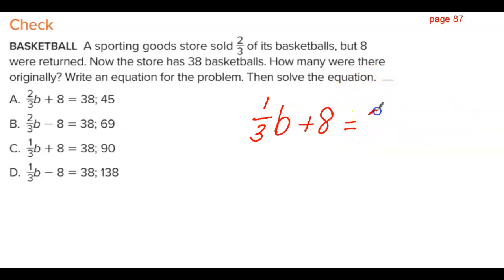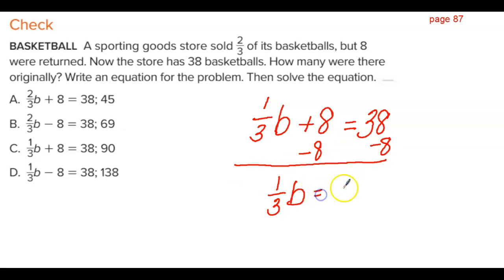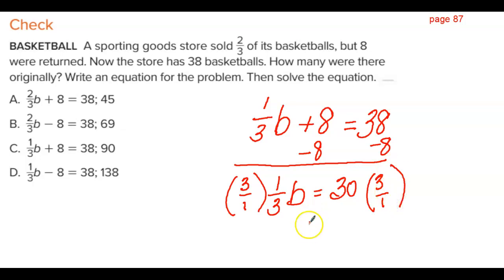And then if they currently have 38 basketballs, it would be made up of the 1/3 that they still had plus the 8 that got returned. Then we solve this equation. We subtract 8 from both sides. We get 1/3 B equals 30. Then we multiply both sides of the equation by the reciprocal of 1/3, which is 3. And that tells us that originally the store had 90 basketballs. So the correct answer was C.